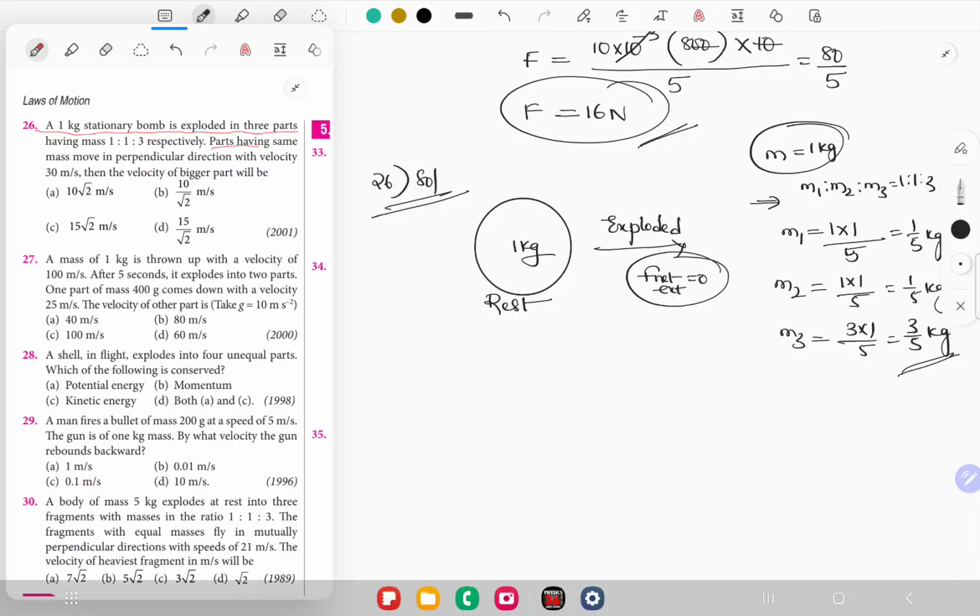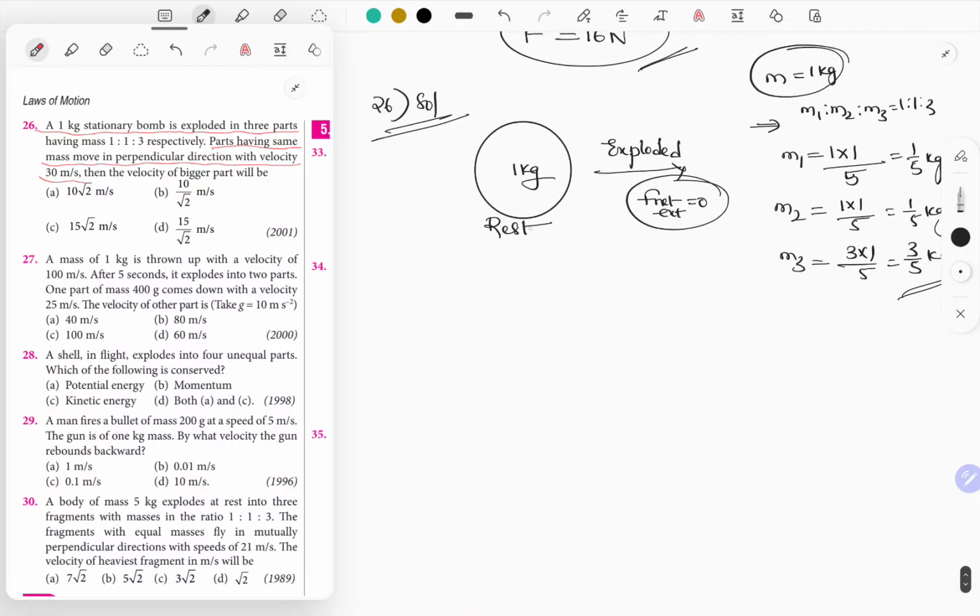Parts having the same mass move in perpendicular directions with a velocity of 30 meter per second. Now this is exploded. After explosion, the two particles with equal masses, m1 and m2, are moving in perpendicular directions with the same speed, 30 meter per second. They are asking the velocity of the bigger particle. So this is m3. They are asking the velocity of this particle.